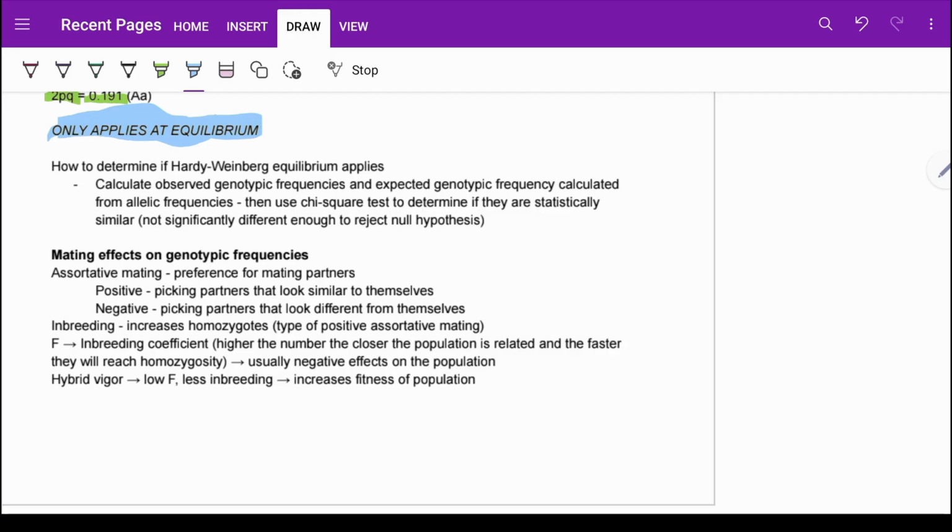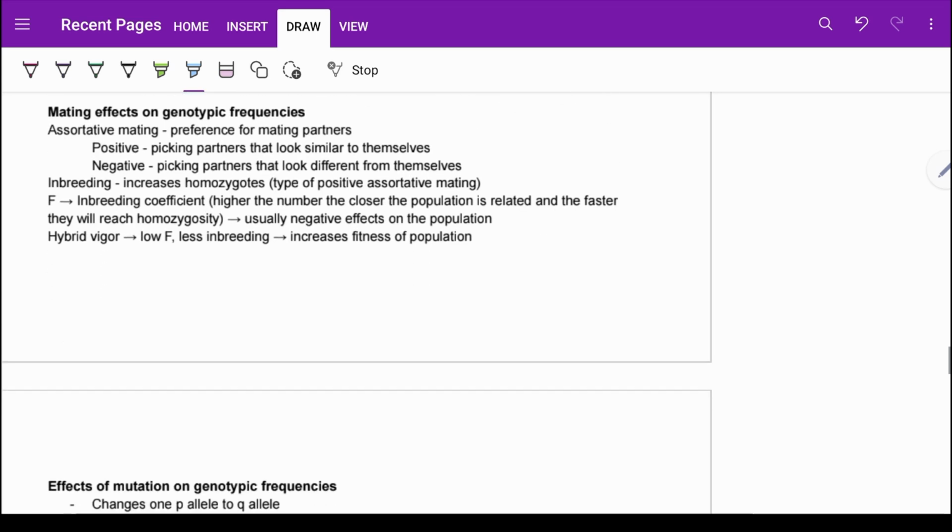To determine if this equilibrium actually applies, we calculate the frequencies of our observed values, and then we use the Hardy-Weinberg laws to calculate the expected, and compare them using a chi-square test. We want to make sure that the results are not statistically significant, meaning we do not reject the null hypothesis if we want to assume Hardy-Weinberg equilibrium.